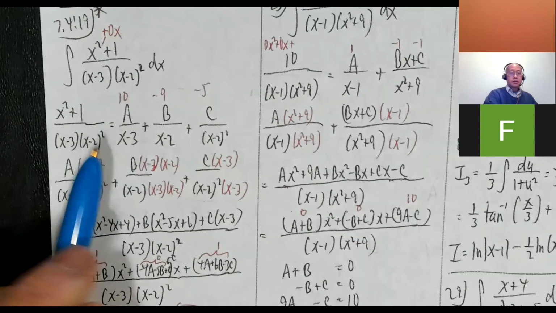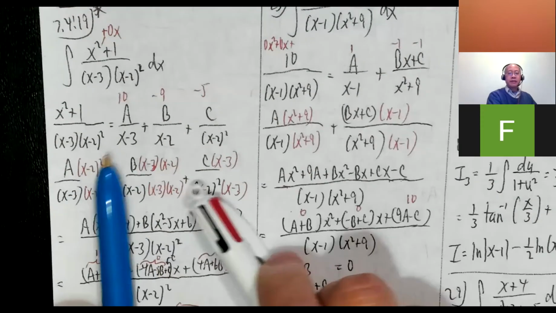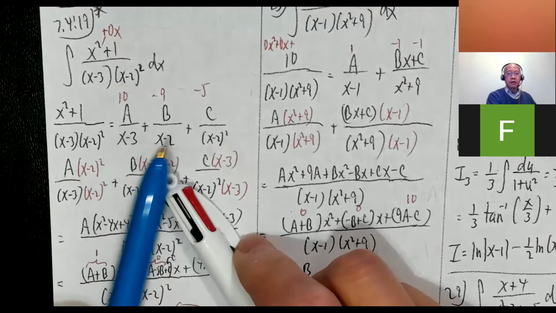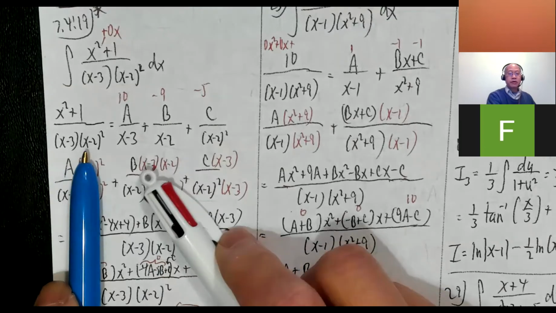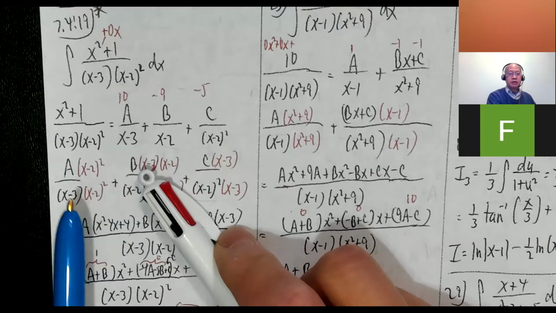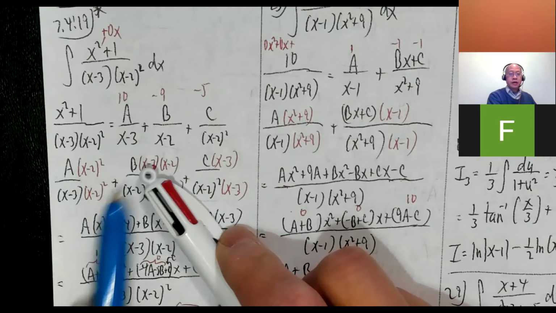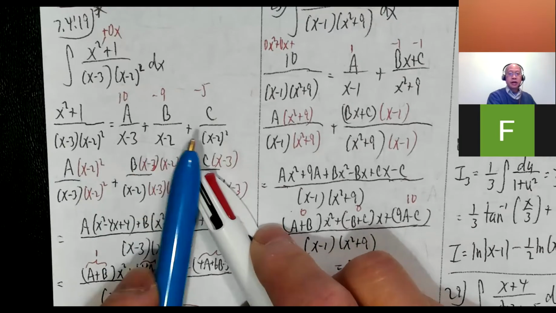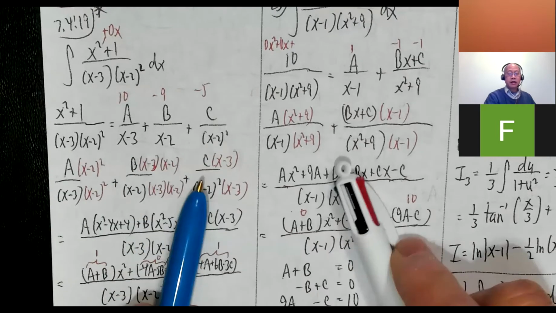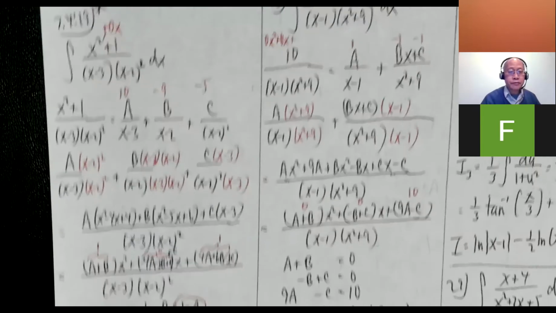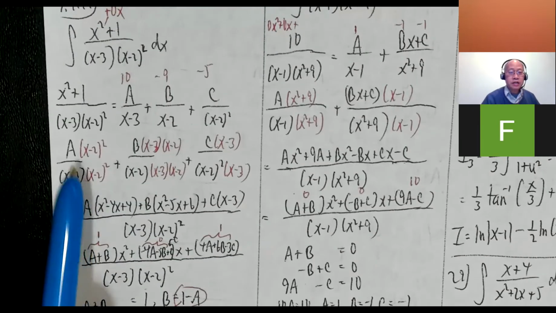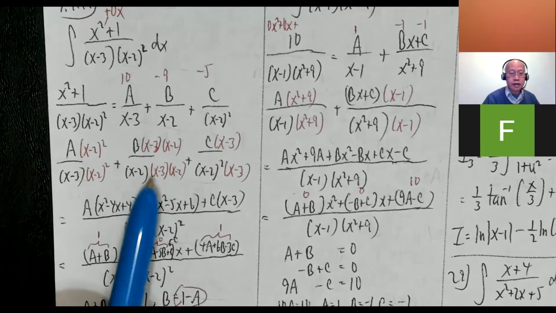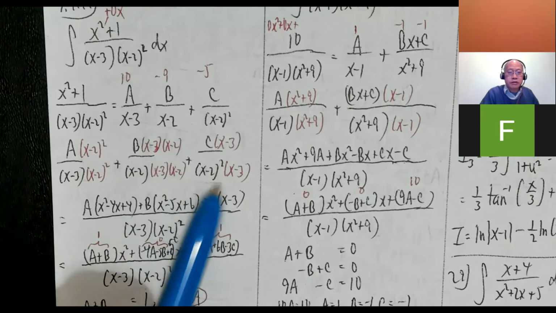Okay. So from here, I need to bring up the common denominator of x minus 3, x minus 2 squared. So that means this fraction needs x minus 2 squared. This fraction needs what? X minus 3 and x minus 2. And this fraction needs x minus 3, right? To get a common denominator. So they all have x minus 3, x minus 2 squared now, right?